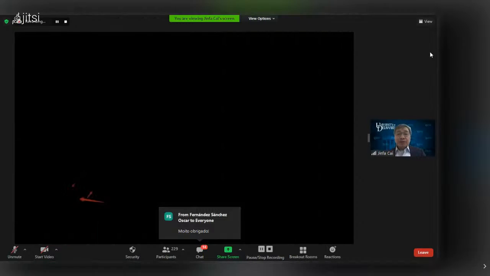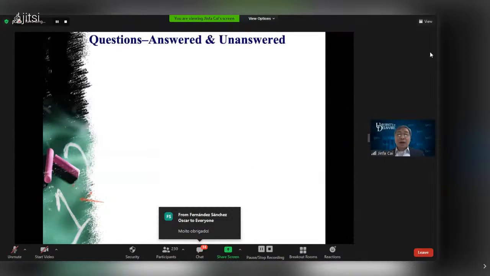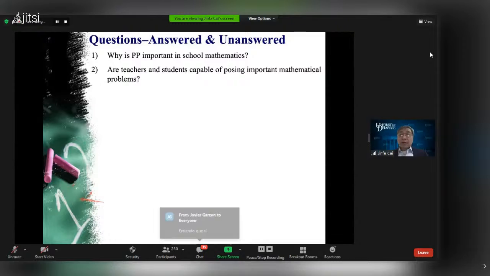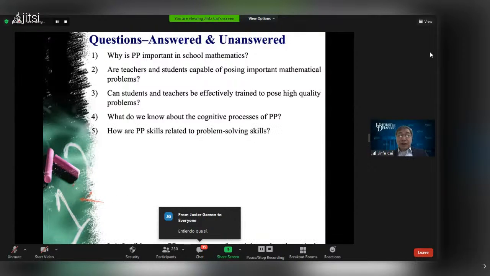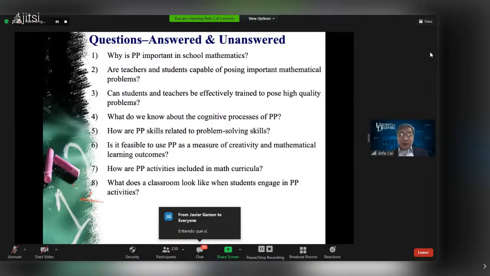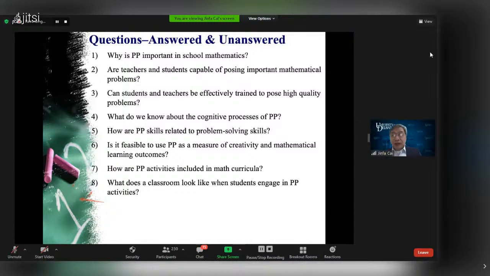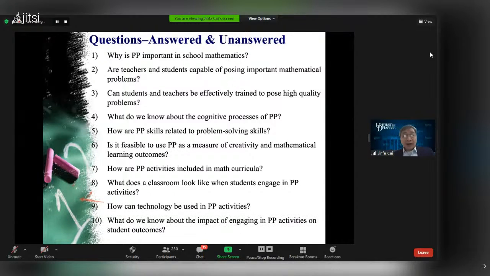In this chapter, I proposed 10 answered and unanswered questions. Instead of reading them one by one, I'm going to simply present them here to let you take a look. If you are interested, you could get a copy of the chapter and read it. If you couldn't locate the chapter, let me know, and I could send you a copy.